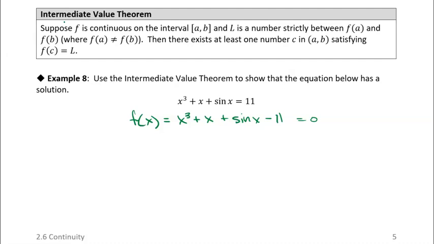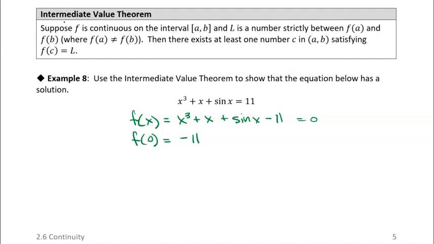So what I'm going to do is find a couple of values of f that are on either side of 0. Now you might have to do some trial and error to find values. Now if I do f of 0, then x cubed, x, sine of x, those are all 0. So f of 0 would be negative 11.